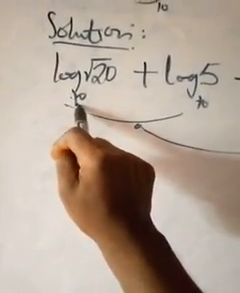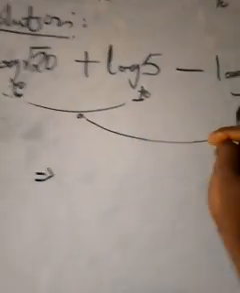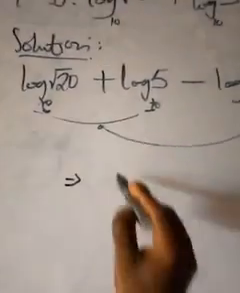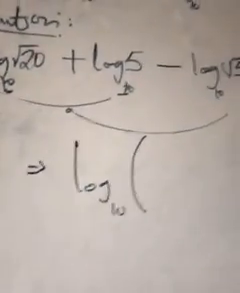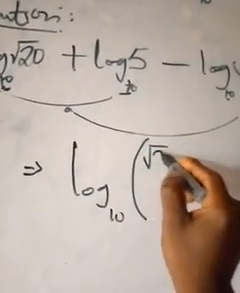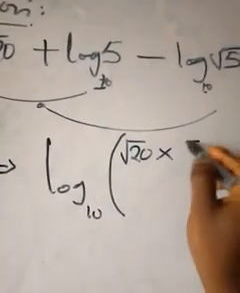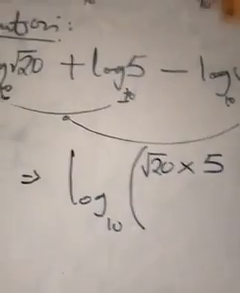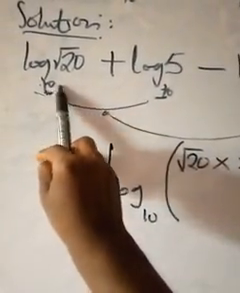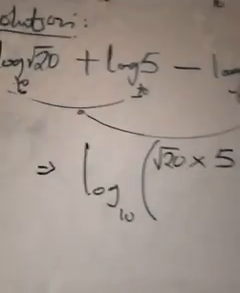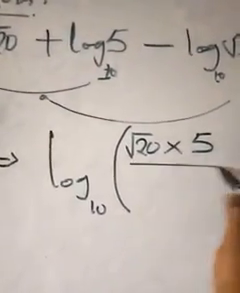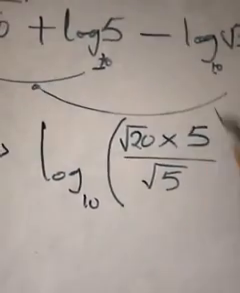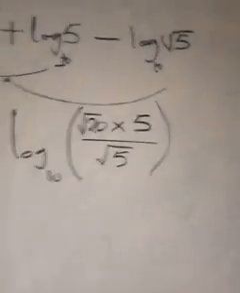Since they have the same base, we now pick one log to base 10, and open a bracket of root 20 times 5. We are picking times 5 because these two are from logarithm of product. Then this one will be logarithm of division, so divided by root 5. This is how we are going to simplify it.